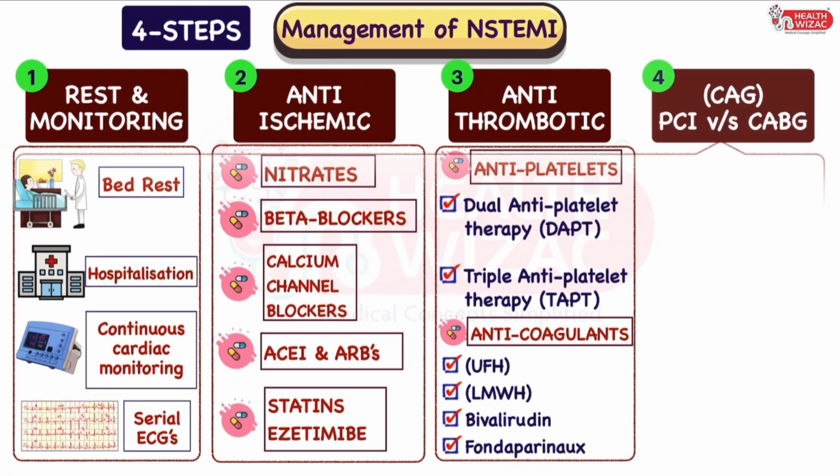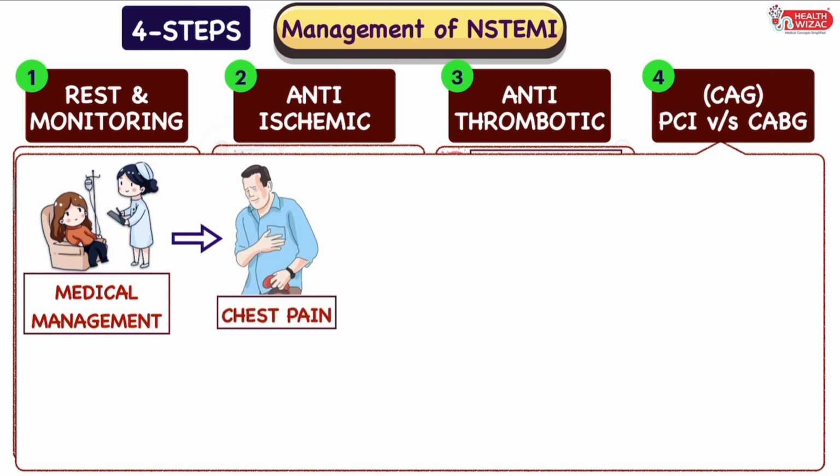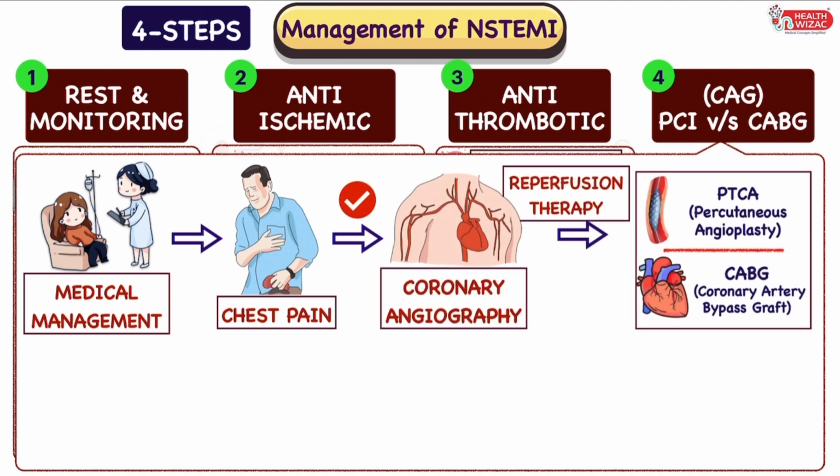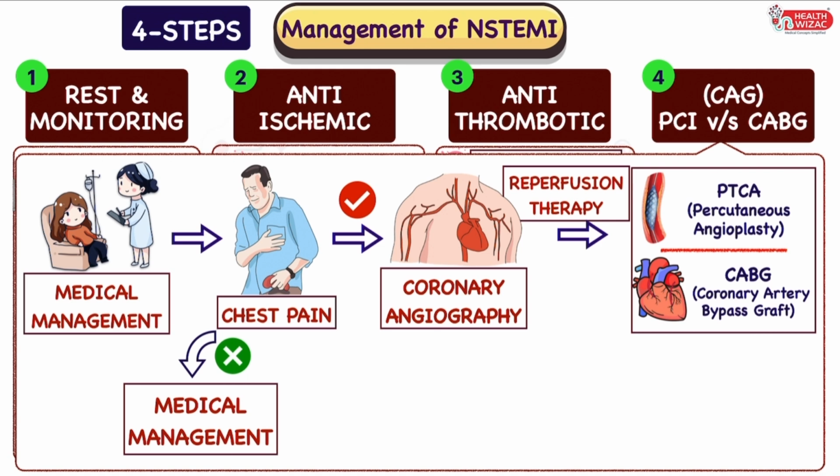After the initial medical management, step 4 is initiated, in which the patient is assessed for signs and symptoms of ongoing ischemia or chest pain. In presence of chest pain, coronary angiography is done at the earliest, and depending upon the angiography report, PTCA or CABG is advised. On the other hand, if the patient does not have any signs and symptoms of ongoing ischemia or chest pain, then medical management is continued.